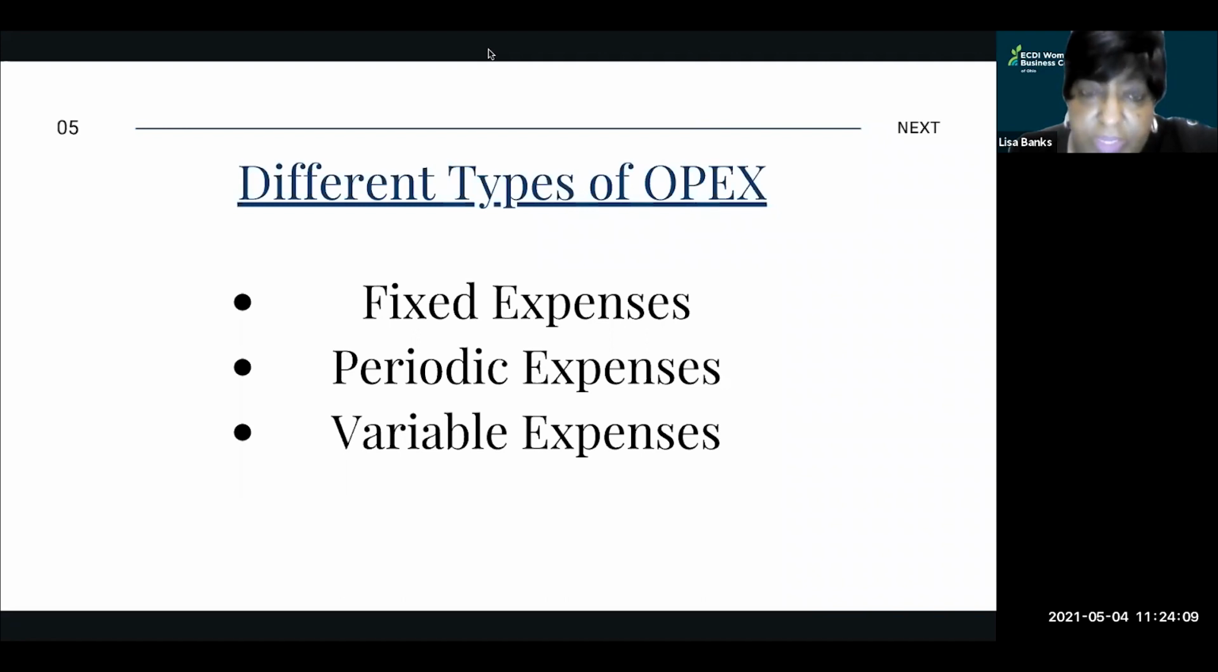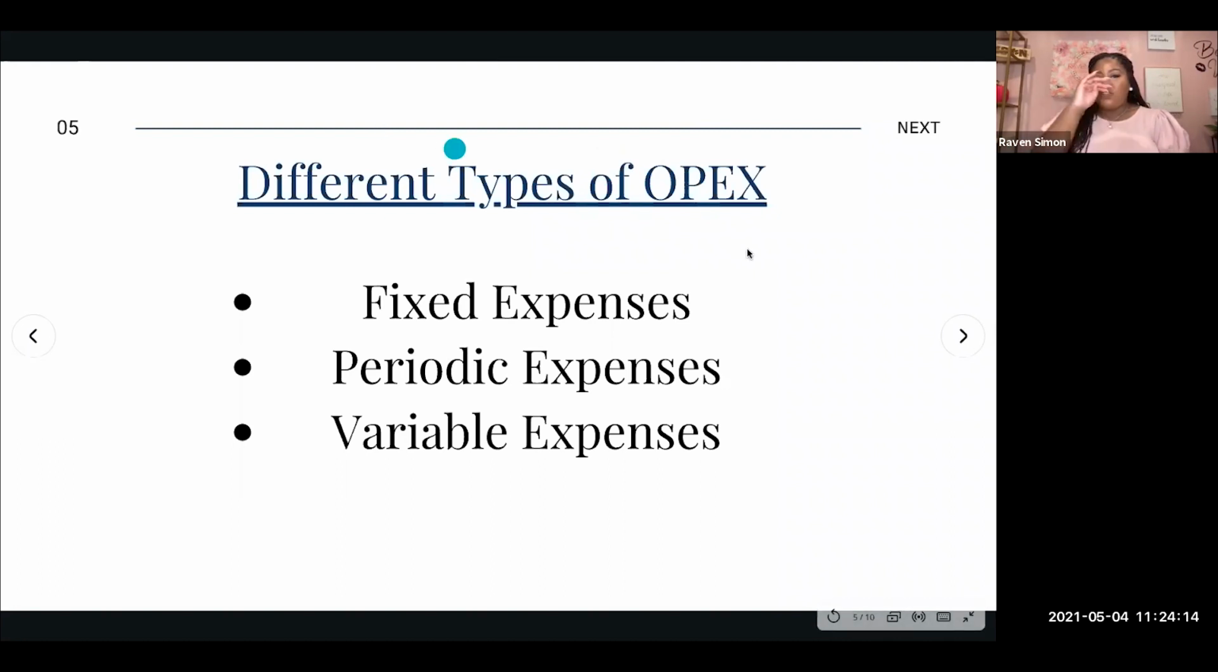Where would labor fall? It can be the highest line item if not managed. So labor can fall. That's a good question, Naomi. Labor can fall in all three.